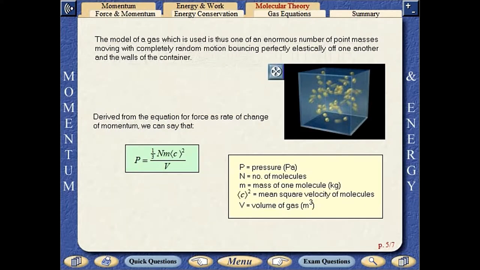The model used assumes a gas to consist of an enormous number of point masses moving with completely random motion, bouncing perfectly elastically off one another and the walls of the container.